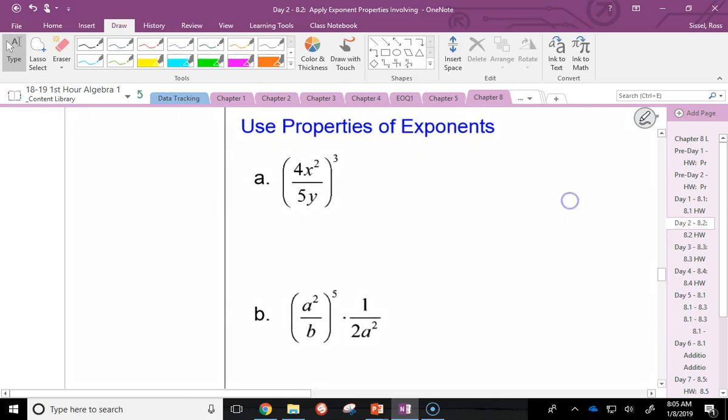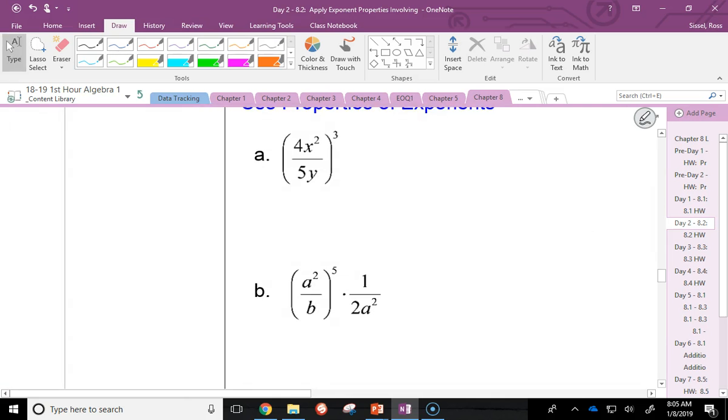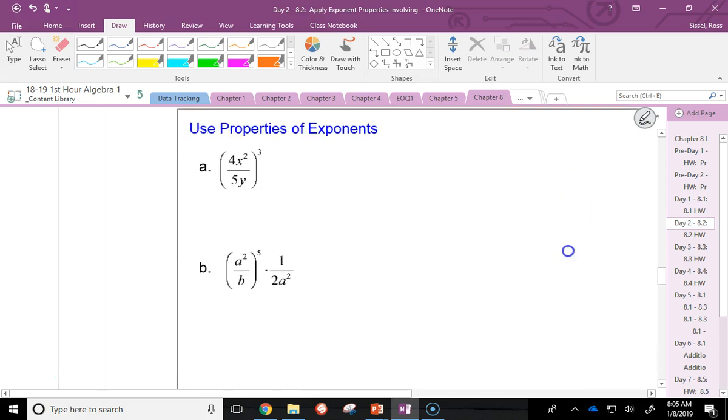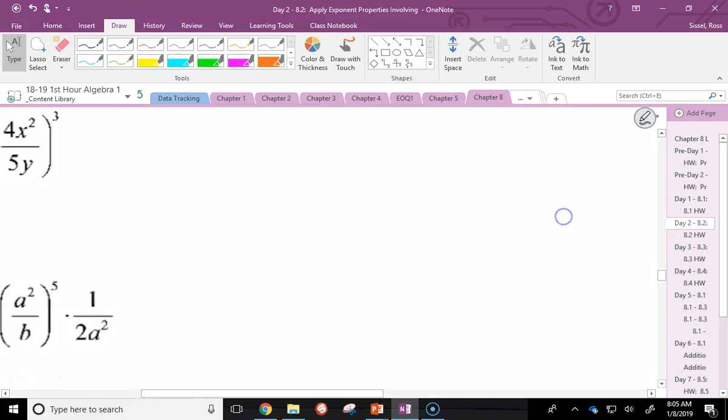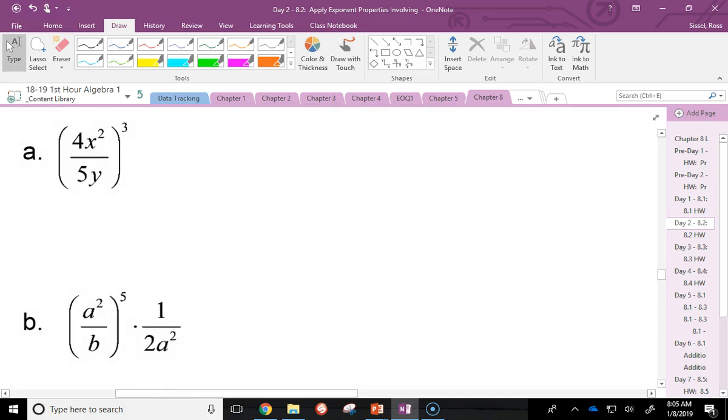Let's go ahead and see how you guys can do. We're kind of incorporating the last 2 days' assignments into simplifying the fraction and then using today's. So I'm going to pause, go ahead and do A and B, and then we'll come back together as a class and see how well we did.